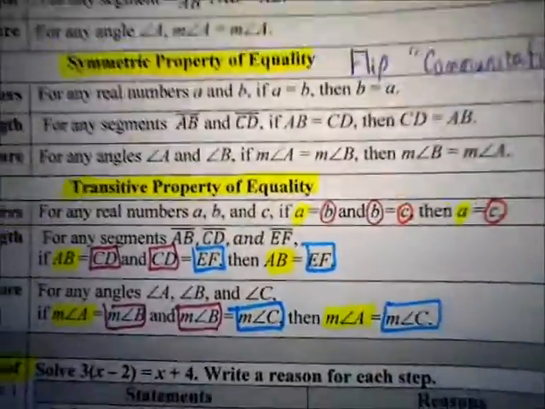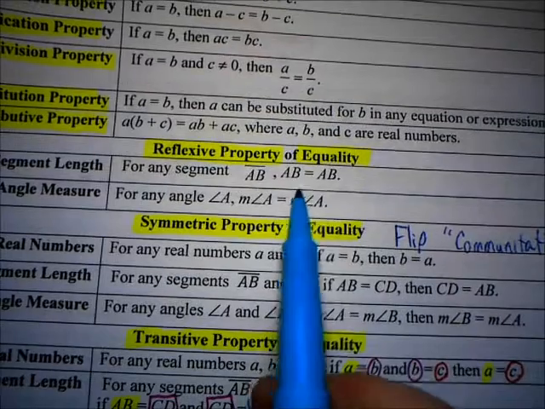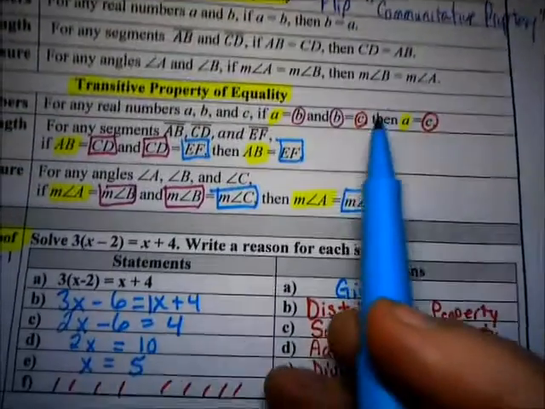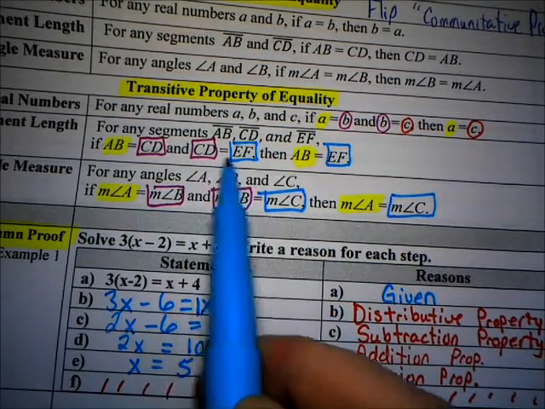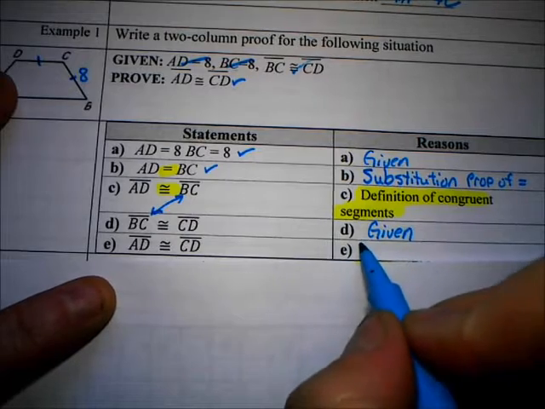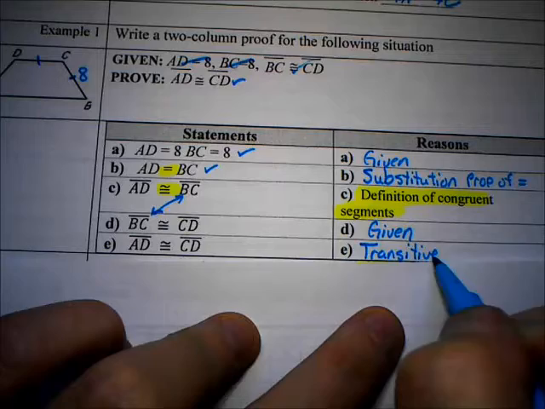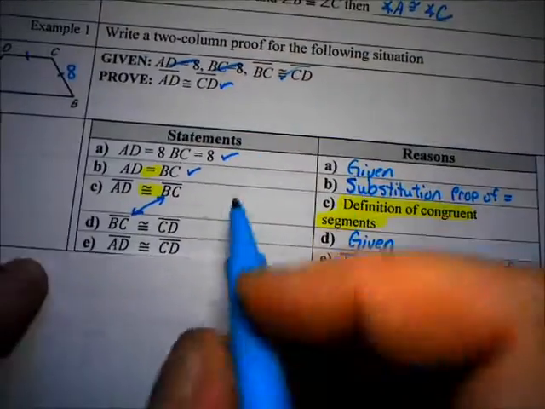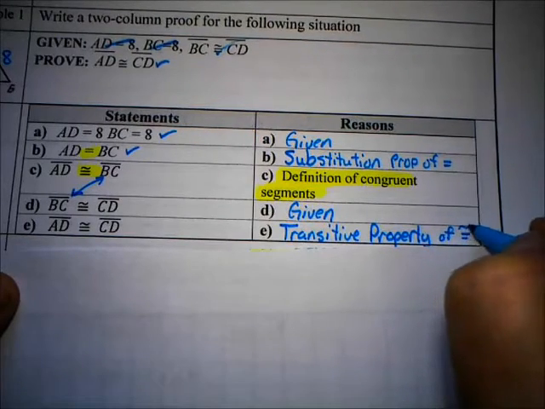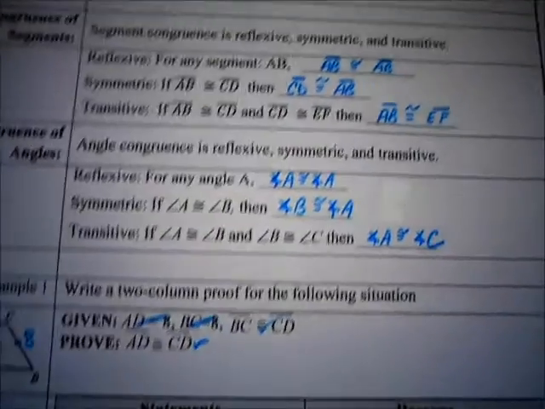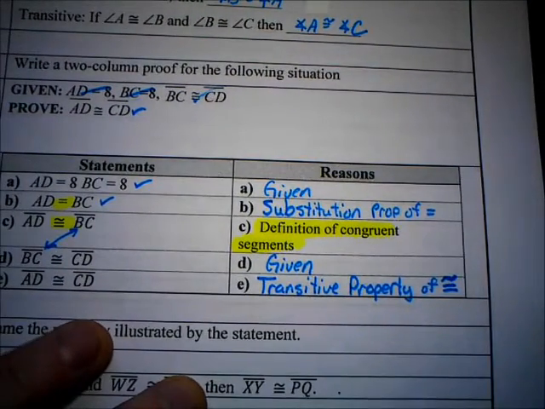Well, if I look back, I'm dealing with segments. I either have reflexive property, I have symmetric property where it flips, or I have transitivity where it travels. AB, CD, CD, EF, AB, ED. So if I'm looking at this one, this is a model of transitivity. And this has a congruent symbol, so this is the transitive property of congruency, and I'm going to put the little symbol for congruence, which is actually up here on our theorem 1. There's our transitivity, congruence of segments. So you can either put transitivity or congruence of segments.